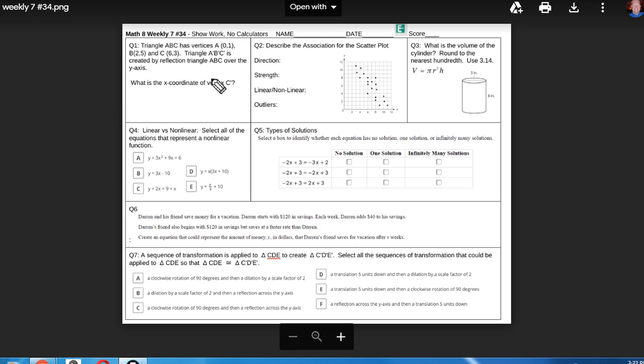So we're going across the y-axis. So this is the y-axis. Our x is going to become negative. So it's going to be negative 2, 5 for B. A would become still 0, negative 1. And C would become negative 6 and 3.